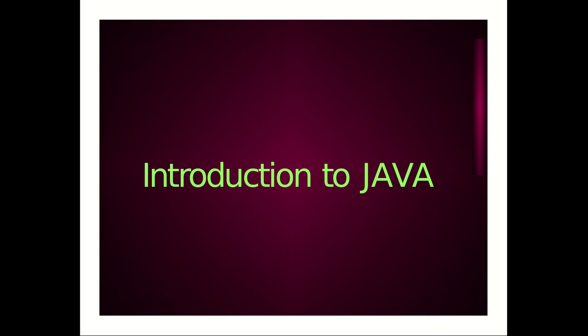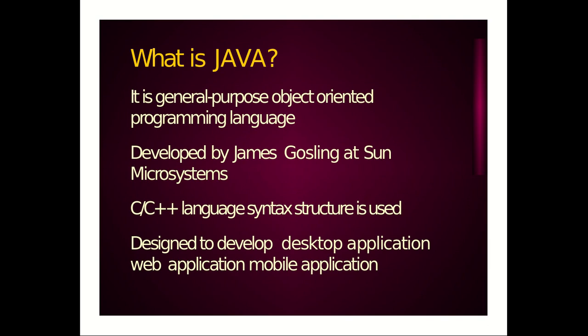So let's start with the introduction to the Java programming language. So what is Java? It is a general purpose object oriented programming language developed by James Gosling at Sun Microsystems in 1995. C and C++ language structures are used in Java, which is designed to develop desktop applications, web applications and mobile applications. So this general purpose object oriented programming language is basically used to develop any type of application that we use today.